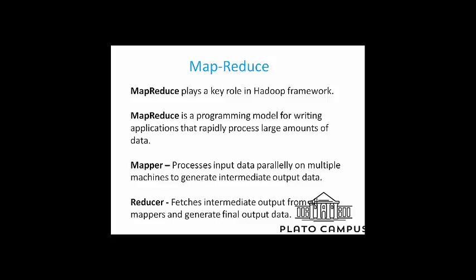The next is MapReduce. MapReduce is the processing part of Hadoop. We were saying that we have two parts of Hadoop. One was distributed storage and another one is distributed processing. So MapReduce is the technical Hadoop terminology for distributed processing.